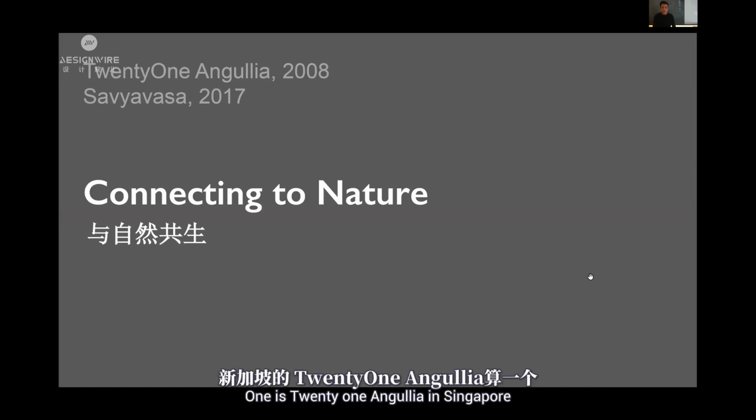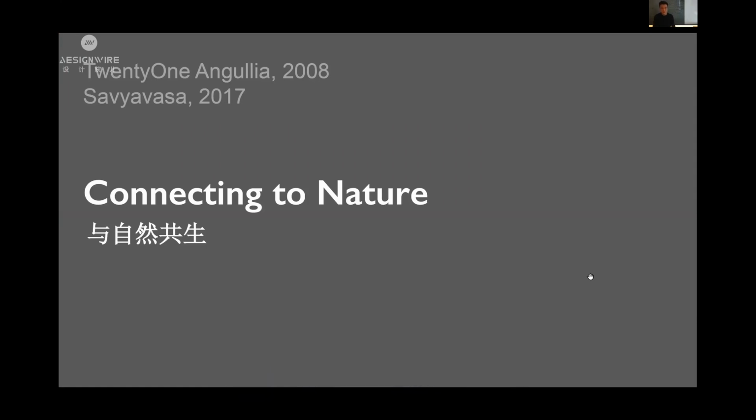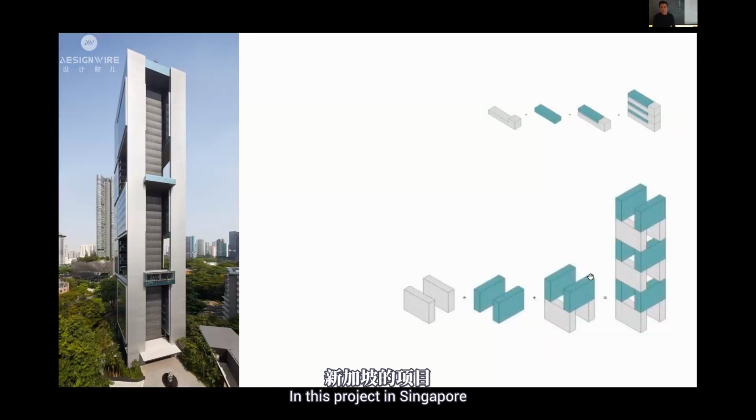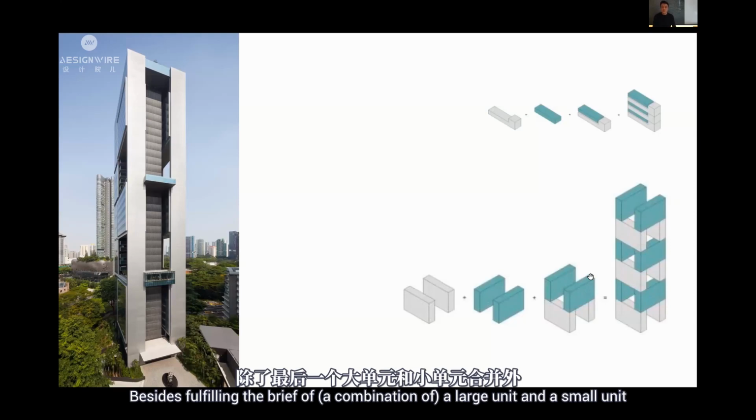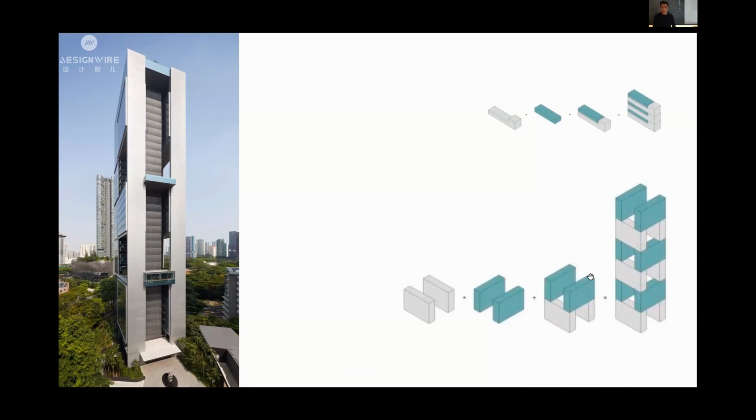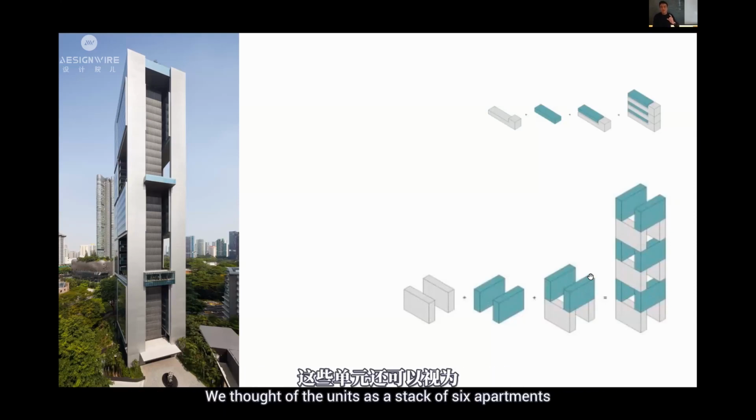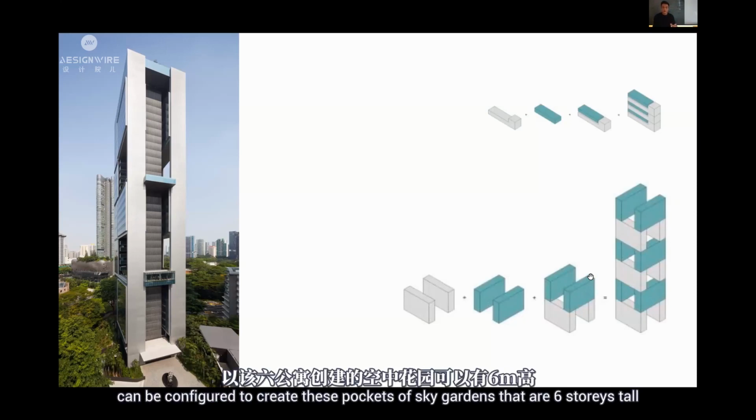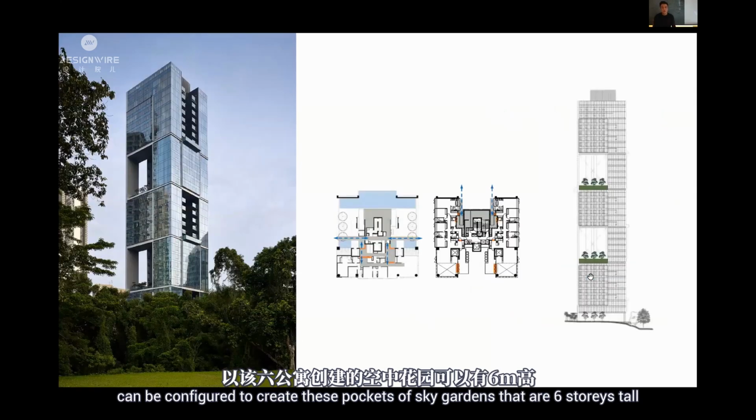One is 21 Anguilla in Singapore, the other one is Savi Avasa in Jakarta. In this project in Singapore, besides fulfilling the brief of a large unit and a small unit, we thought of the units as a stack of 6 apartments. And then these 6 apartments can be configured to create these pockets of sky garden that are 6 stories tall.